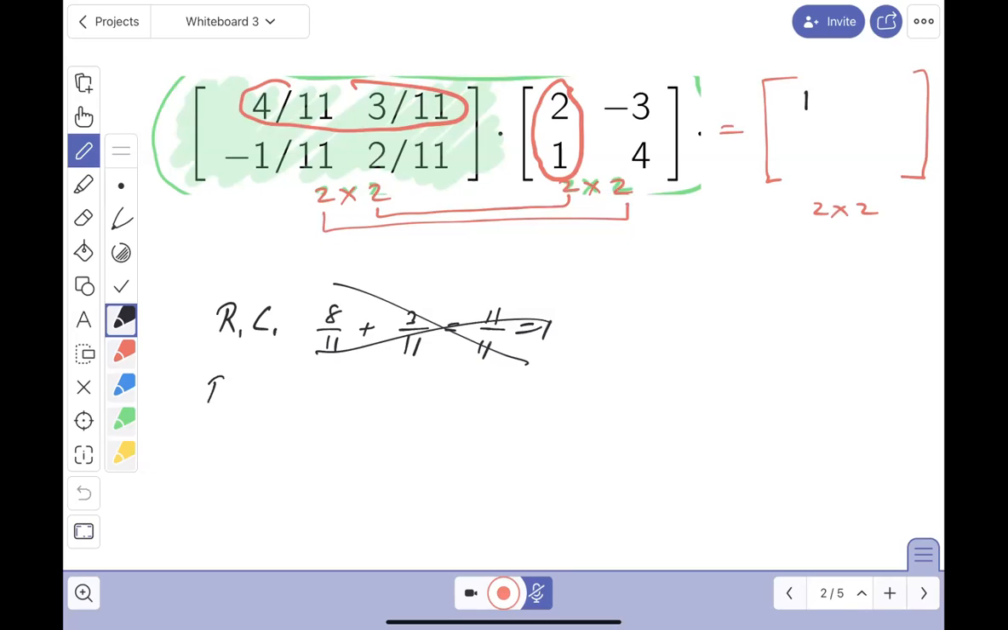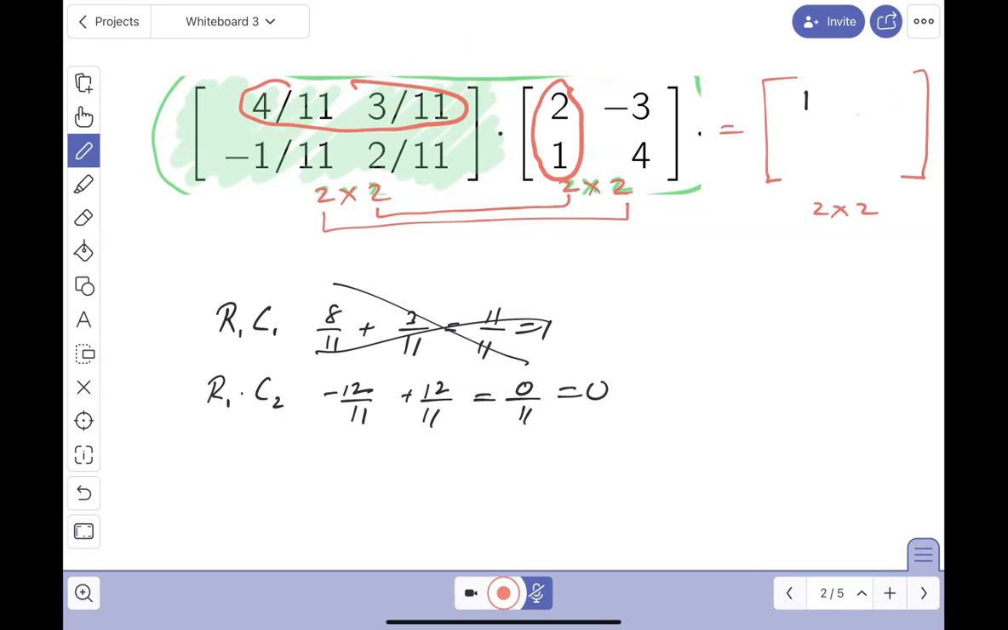Let's do row 1 times column 2. All right, let me point out what I just did upside down here. Row 1, column 2. Let's do it. 4 11ths times minus 3 and 3 11ths times 4. I'll write that down for you. That gives me 0 11ths, which I know to be 0. That's done. Cross it out.